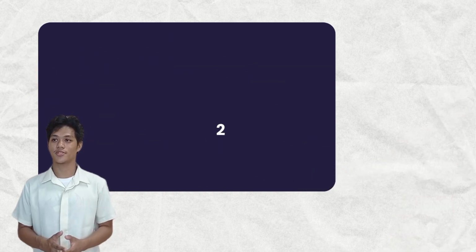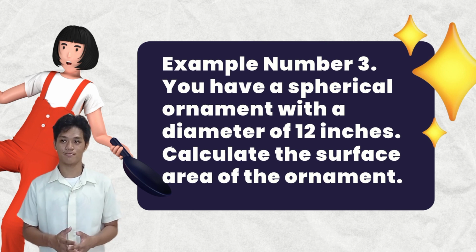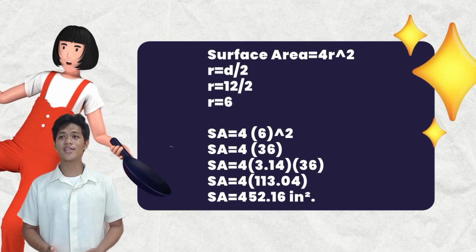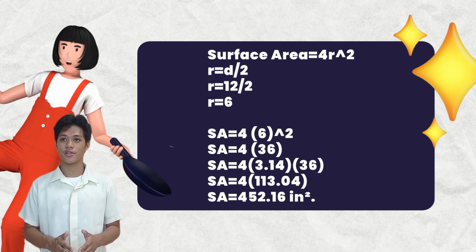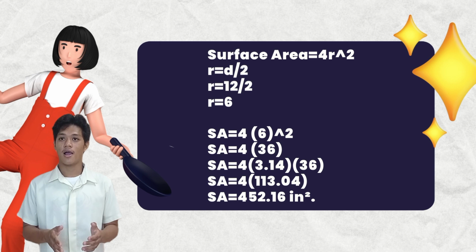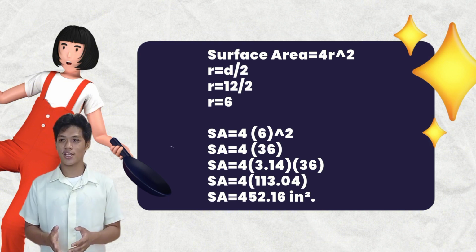Let's have more examples. You have a spherical ornament with a diameter of 12 inches. Calculate the surface area of the ornament. Given the diameter of a sphere, we must first get the radius of the sphere. Note that the radius is equal to the diameter over 2. Our diameter is 12, so 12 divided by 2 is equal to 6. Therefore, our radius is 6. We can now substitute it into our formula to get the surface area.